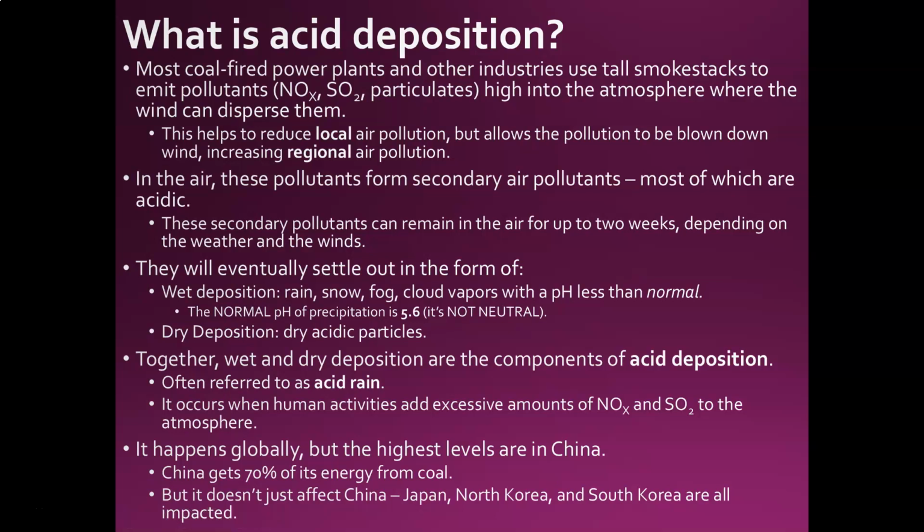What we know is most coal-fired power plants and other industries use really tall smokestacks to get rid of their pollutants. That's been a strategy to try to get rid of air pollution: just shoot it high up in the sky and hopefully nobody will notice. The things that normally come out are nitrogen oxides and sulfur oxides, and also little particles that go out there, hide in the atmosphere, and then the wind disperses them.